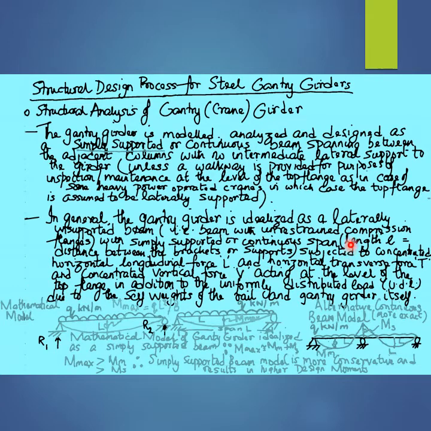The structural modeling or the mathematical modeling of the steel crane or the steel gantry girder is based on the idealization of the gantry girder as a laterally unsupported beam, that is, a beam with unrestrained compression flanges with the span length or unsupported length between the adjacent supports or brackets or the columns.